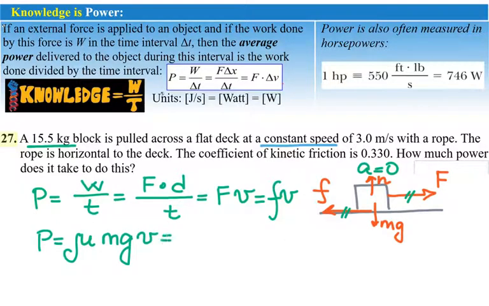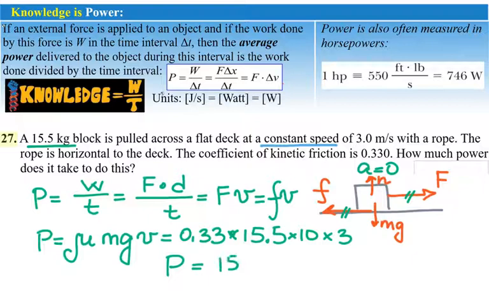So now I'm going to plug in the numbers, and I have 0.33. The mass is 15.5. G is 10. And the velocity is 3. So I get the power is equal to 153.3 watts. The questions with power in these sections are pretty similar to each other. You just have to find the work and divide by time to find the power. So I'm going to skip other questions. You can practice them online in our PDF files and lessons.